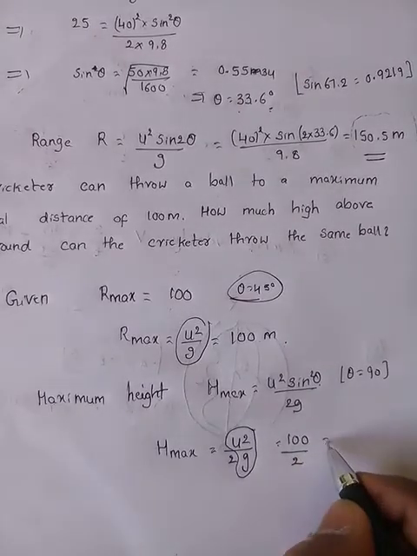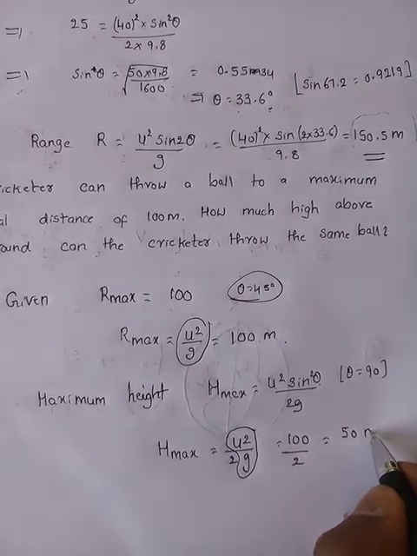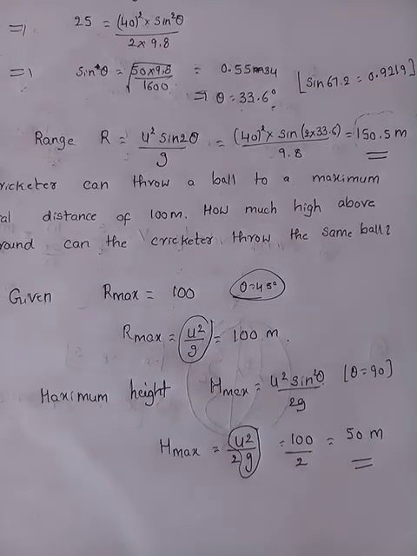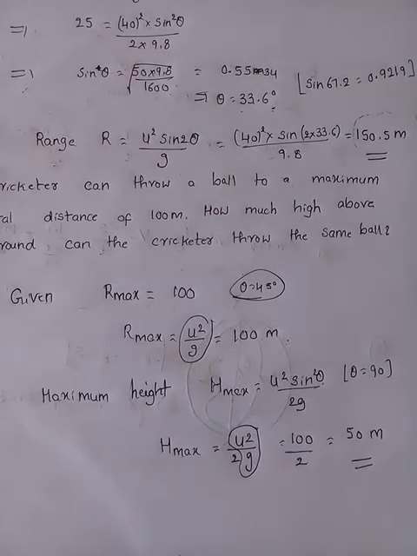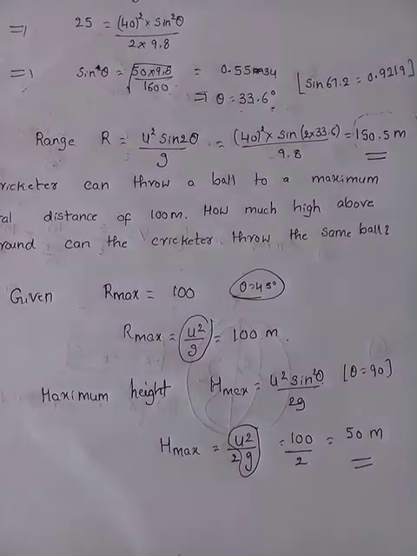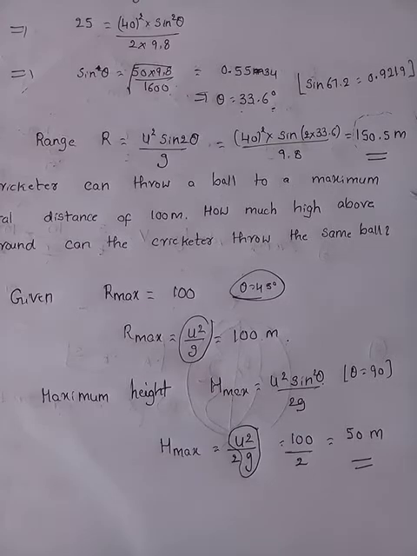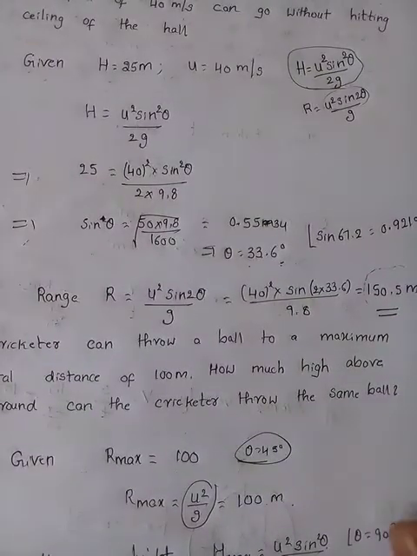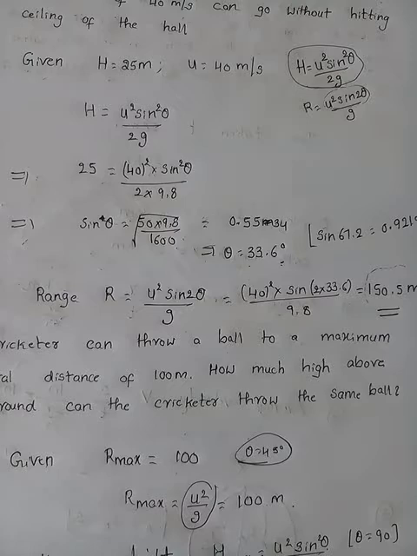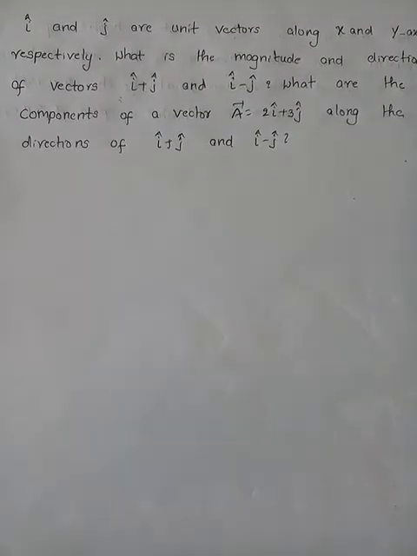100 by 2. So, if a person or a cricketer can throw a ball to a maximum height of 100 meters, maximum distance of 100 meters, he throws the same ball to a distance of what? 50 meters. So, if you know the formulas for height and range, we can easily solve these two problems. Clear? Yes. The next question.